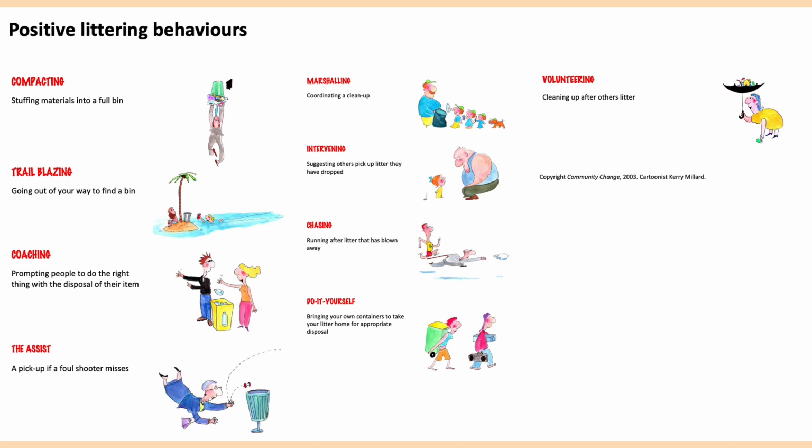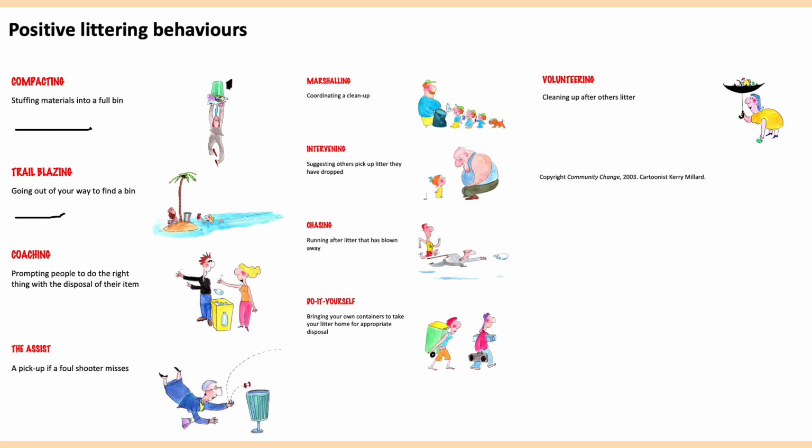Now we're going to focus on what positive littering behaviors look like. So what you can do and what people you know can do that makes a positive impact on littering. So this one here is called compacting. So stuffing materials into a full bin. So like I said before, when the wind picks up rubbish from the top of a bin and then blows it, that is called indirect littering. This will prevent indirect littering, where you stuff materials or waste down into the bin so it's compact, and that way you can fit more rubbish on top.